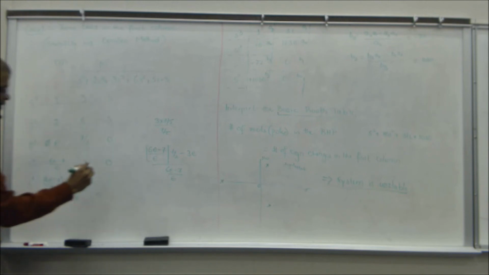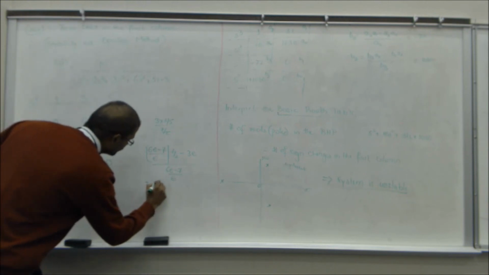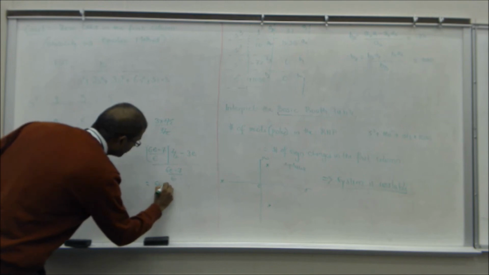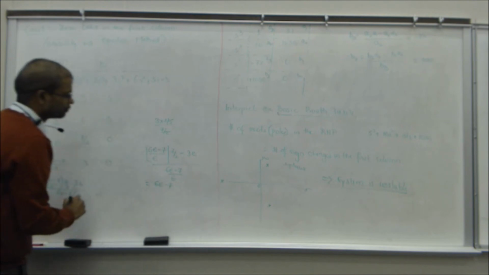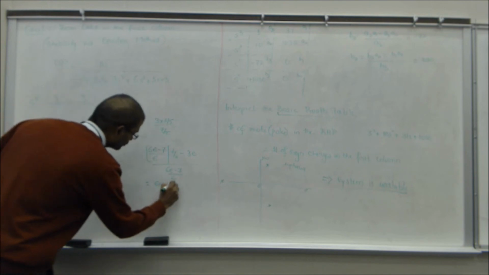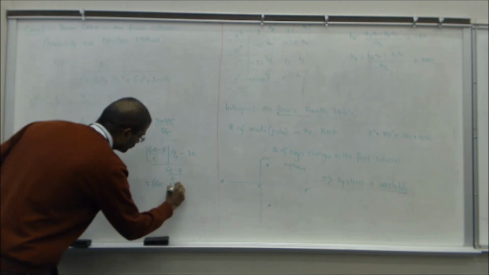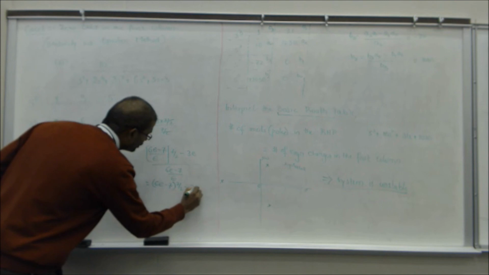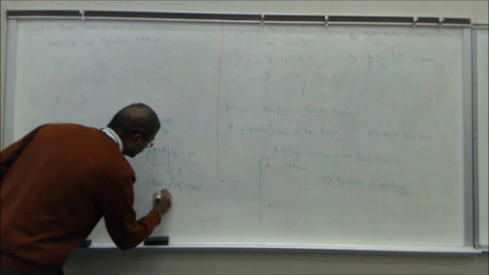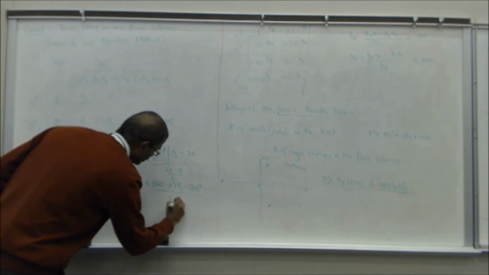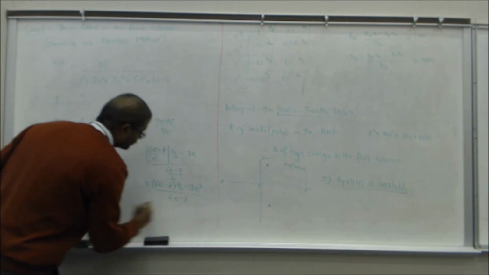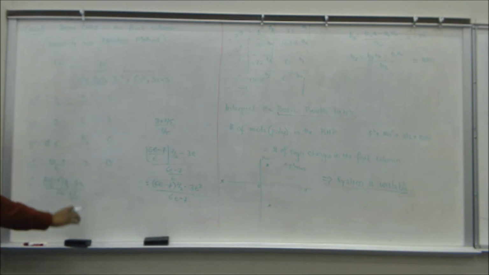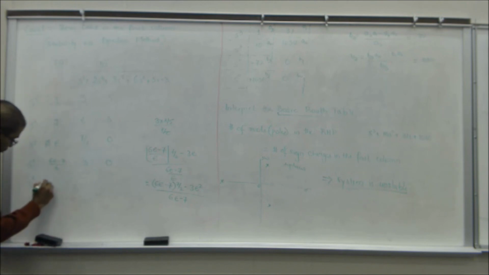Or you can say this is epsilon minus 7 over 2 minus 3 epsilon square over 6 epsilon minus 7. We'll use that, okay? If you simplify, you're going to get that.